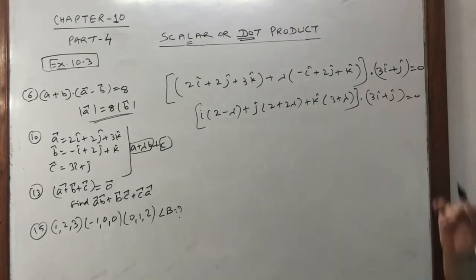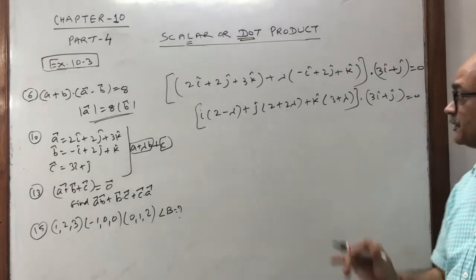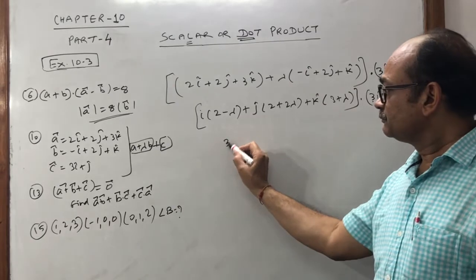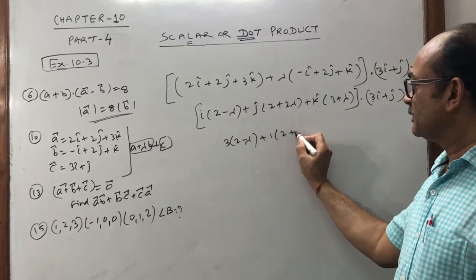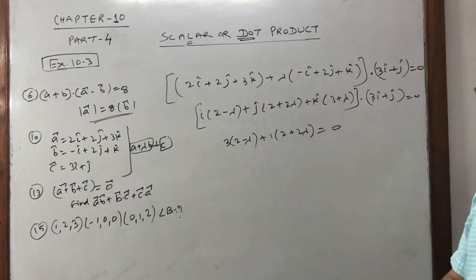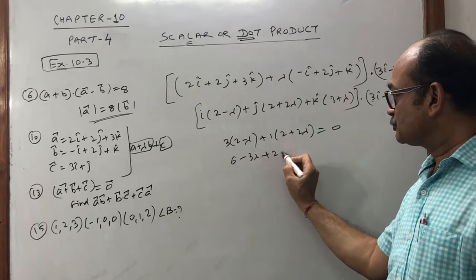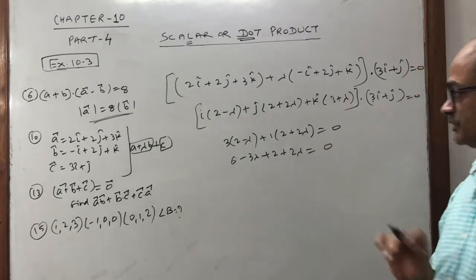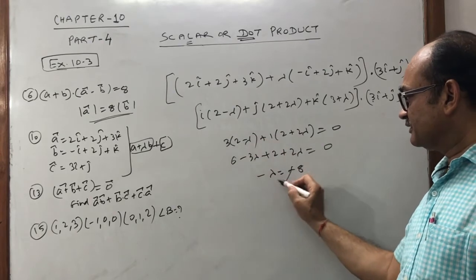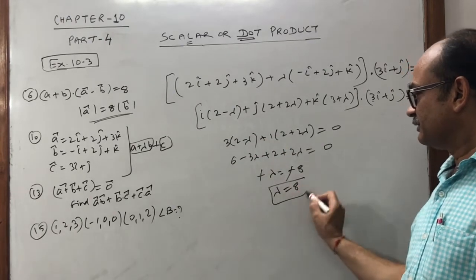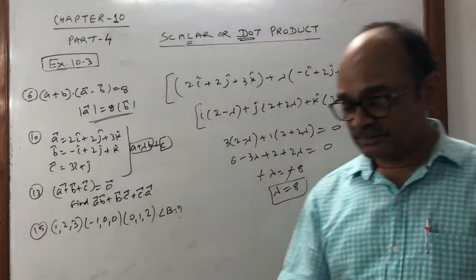It means there is no value of k, so k into k is 0. 3 into 2 minus lambda plus 1 into 2 plus 2 lambda equals 0. 6 minus 3 lambda plus 2 plus 2 lambda equals 0. It means minus lambda equals minus 8. Hence lambda equals 8. Correct? One more question, 13th.